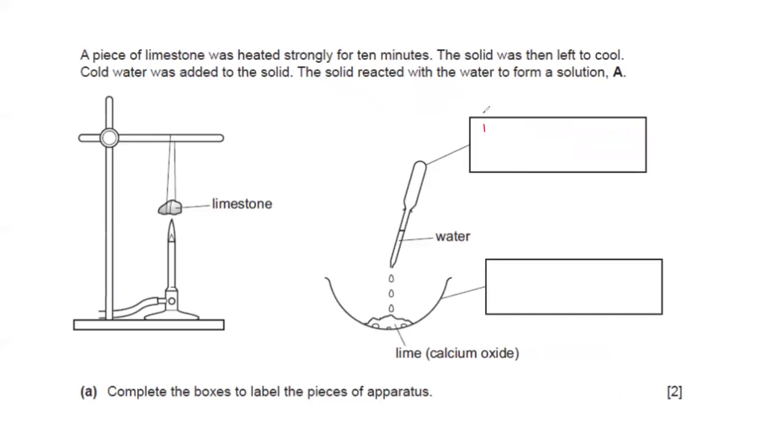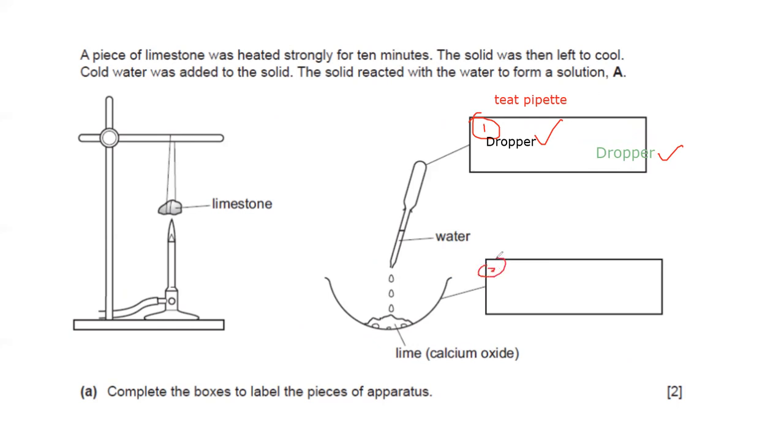What do we call this apparatus? Box 1, a dropper. And there's another name for dropper. It's also called a teat pipette. So if you write dropper, that's right, or you can also use teat pipette. What about box 2? What does it look like?